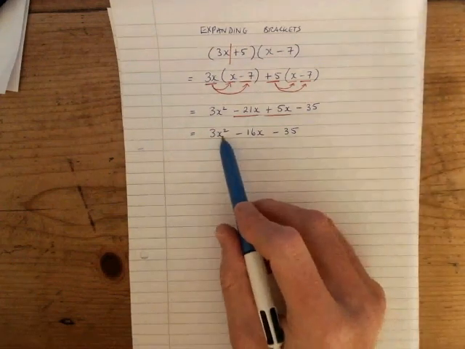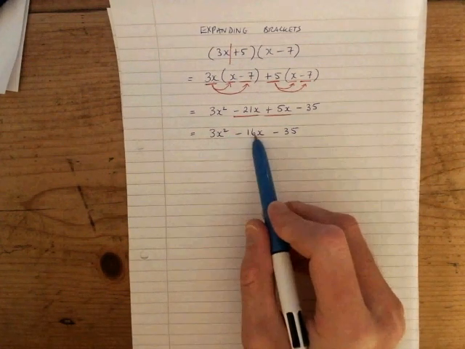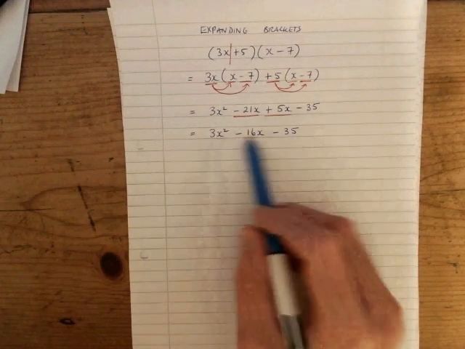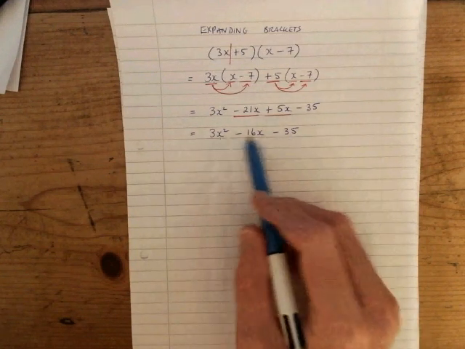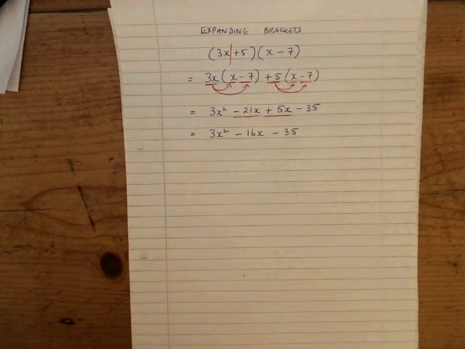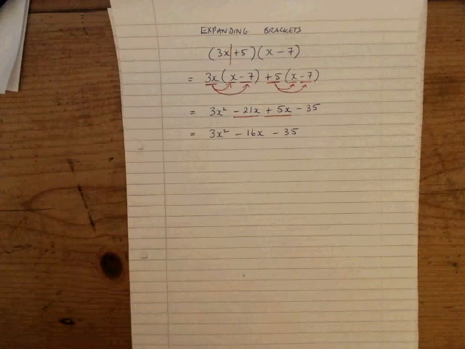Alright, so we have the 3x squared, minus 16x, minus 35. So what we ended up with there is a quadratic trinomial. And that's how you multiply or expand brackets.